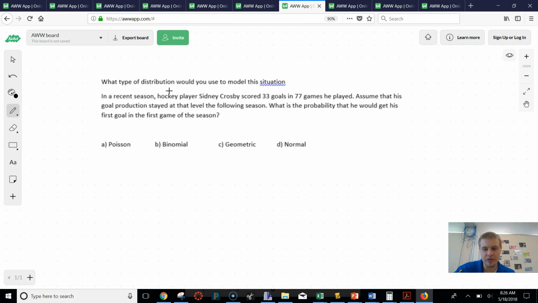Now we're going to decide what situation this falls into. So we're going to check if it's Poisson, binomial, geometric, or normal. It says in a recent hockey game, Sidney Crosby scored 33 in 77 games. Assume that his goal percent stays the same. What probability would he get a goal in the first game? Well, now we're checking the probability until a success. So we want the success to happen in the first game, but since it's a probability to the first success, that is geometric every single time.